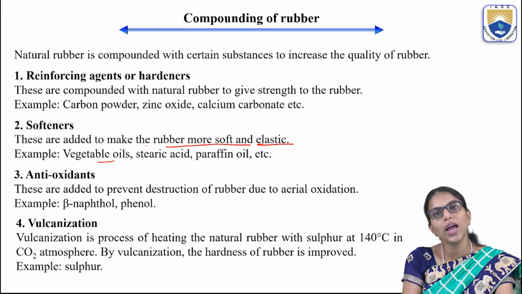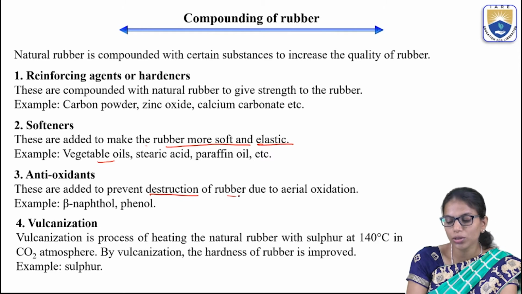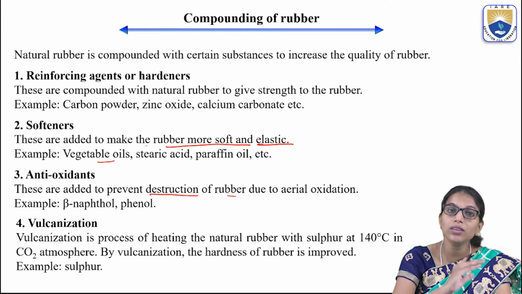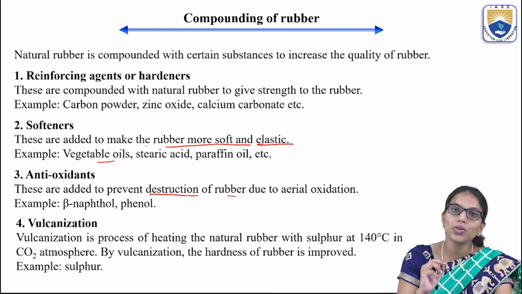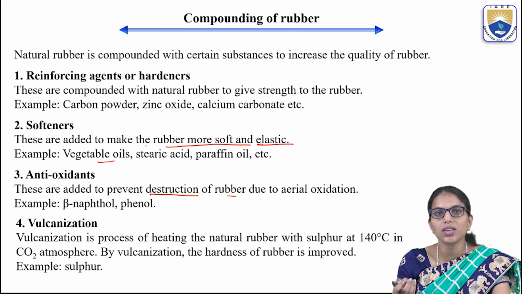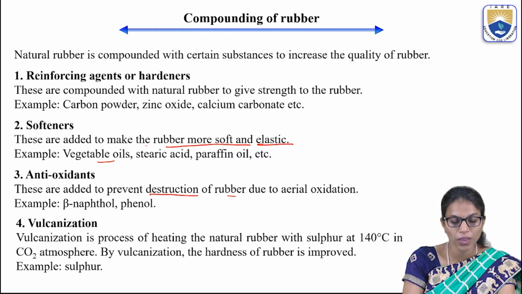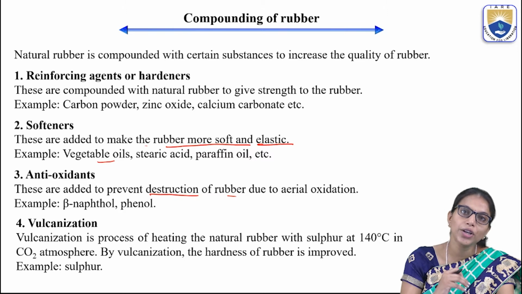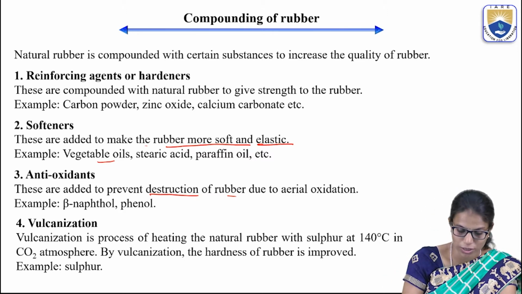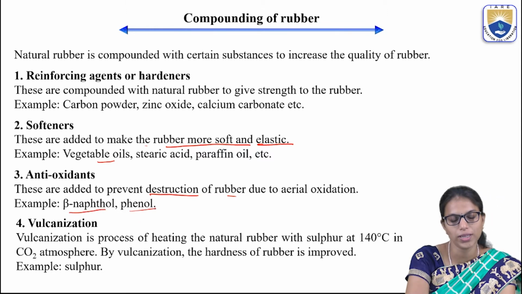Now the next is antioxidant. These are added to prevent destruction of rubber due to aerial oxidation. Aerial oxidation means it will react with the air. So to prevent this type of aerial oxidation, we use antioxidants, and if we add antioxidants, the rubber will show more non-corrosive properties. These are beta-naphthol, phenol, etc.